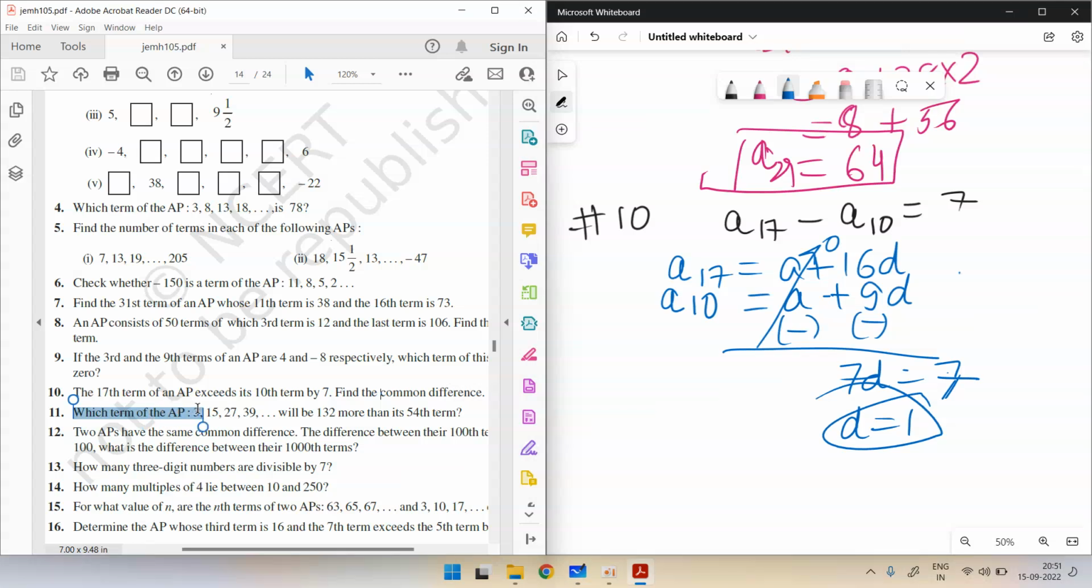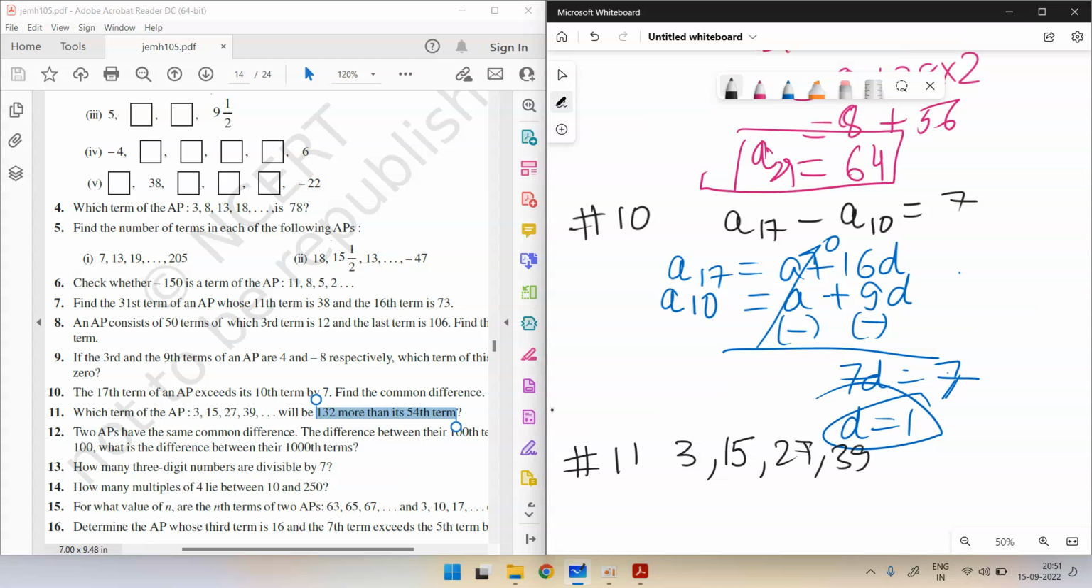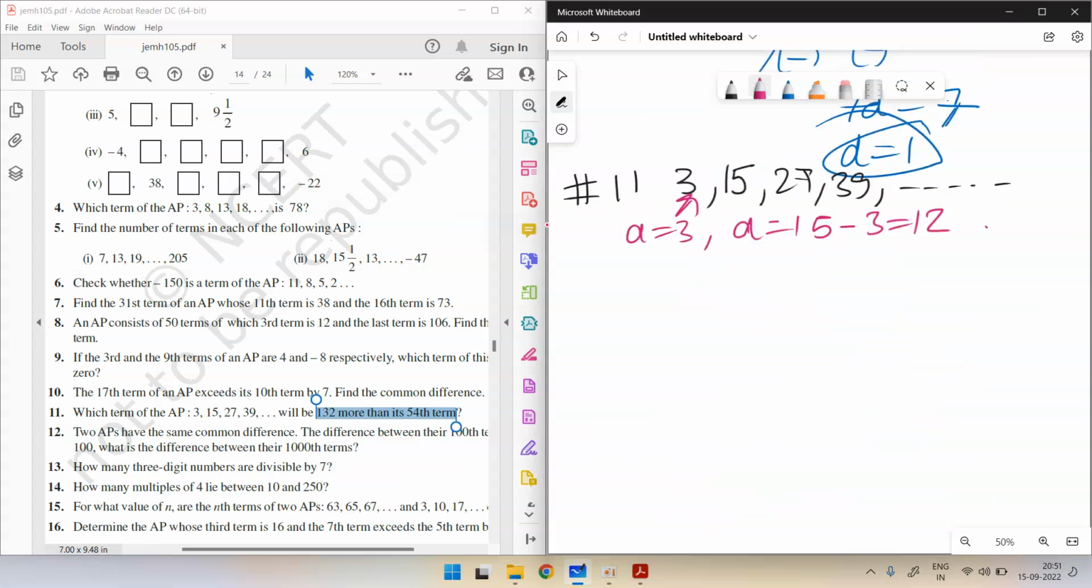Now the 11th question is: which term of the AP will be 134 more than its 54th term? What is given? The AP is 3, 15, 27, 39, and so on. From here you can directly see that the first term is 3 and the AP has a common difference of 12, that is 15 minus 3. And it is given that some term will be 134 more than the 54th term.